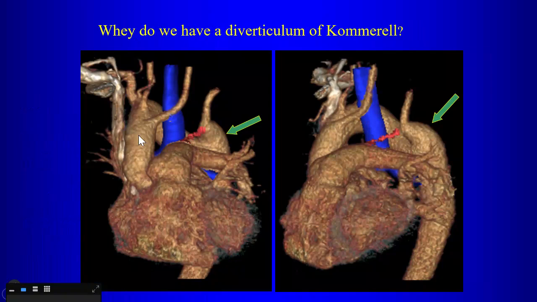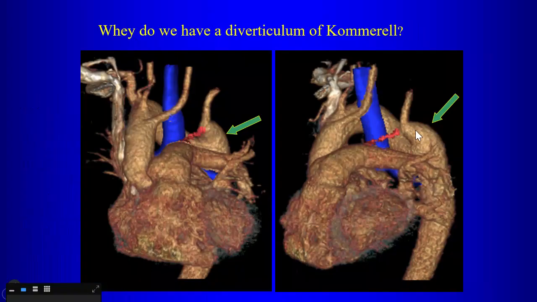And if the ligamentum is opposite the arch, then you have a ring. Here's a patient with a circumflex right arch with the circumflex aorta coming around here. And you can see how it forms a vascular ring around the trachea colored in blue there. And then here's the ligamentum colored in red for you to see. Notice the diverticulum of Kommerell.